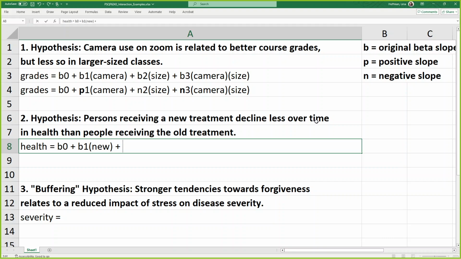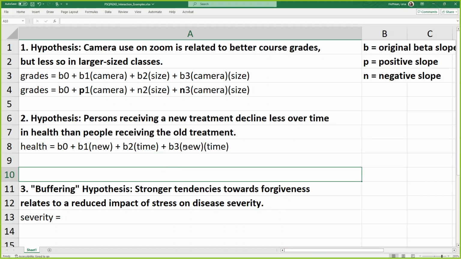Decline less over time. What's my other predictor in the story? Time. Age? Time or age? We're going to go with time since that's the way that it's worded in here. That's what longitudinal analysis is about. I stole it from that class. Filled with crossovers. So time. Then we need my interaction term of new and time.